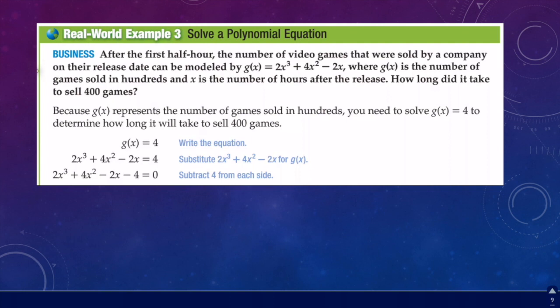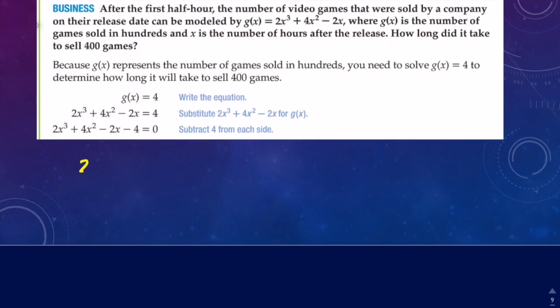So, because g of x represents the number of games sold in hundreds, you need to solve when g of x is equal to 4. In other words, we're going to try and figure out what x is. As you see what they're doing here, they've got g of x equals 4, and then they have 2x^3 + 4x^2 - 2x = 4, which is their polynomial that models the number of video games that were sold on the release date.